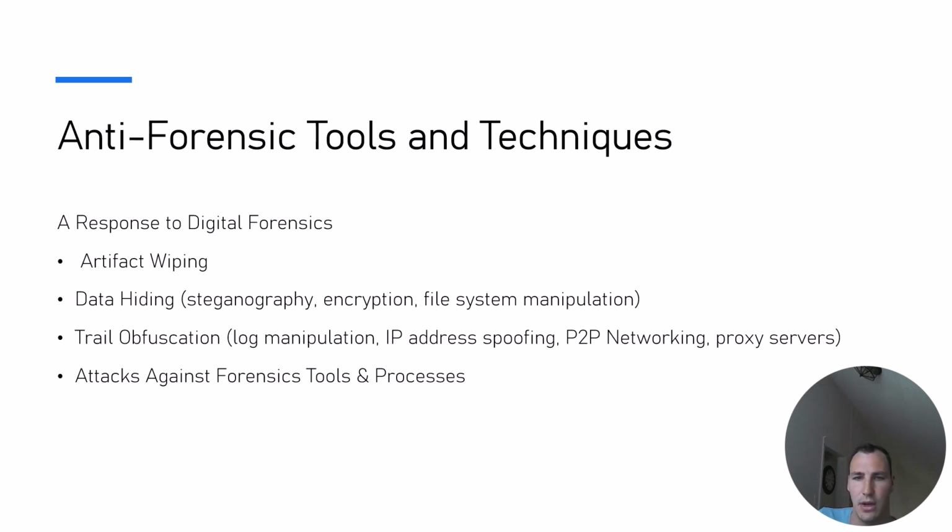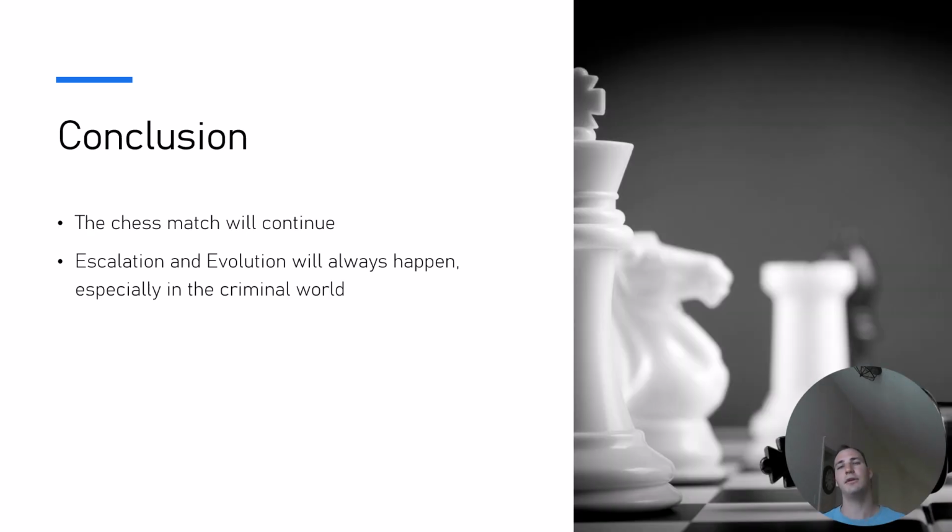And so that's why when I started this presentation, I mentioned that it's a game of chess, because it's a cat and mouse situation, really. And this chess match will continue as there are more ways to forensically analyze data. There will be more ways to get around that. And so there's this principle of escalation and evolution that will always happen. I think especially in the criminal world, people are always trying to find ways to get around getting caught. It's part of their self-interest.